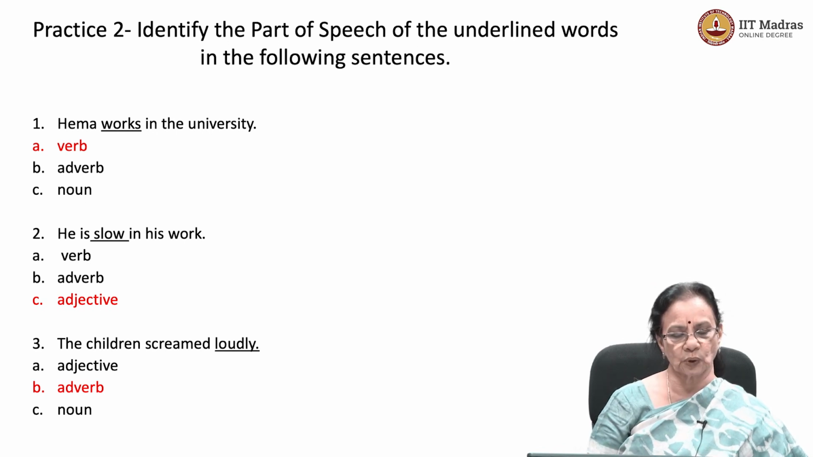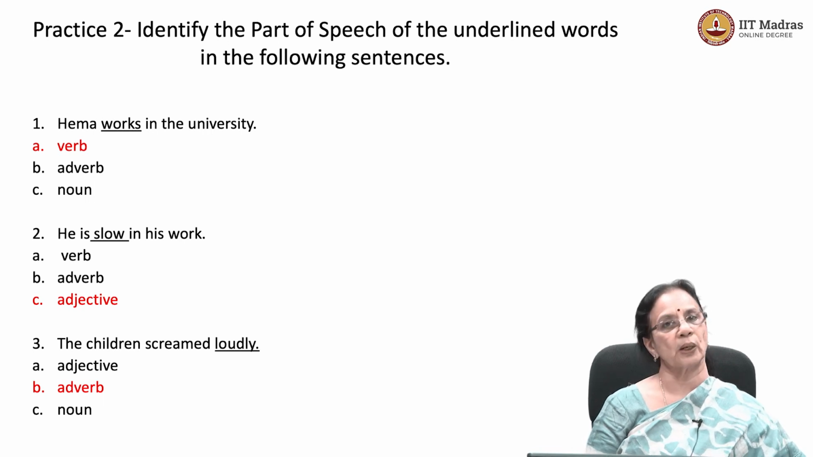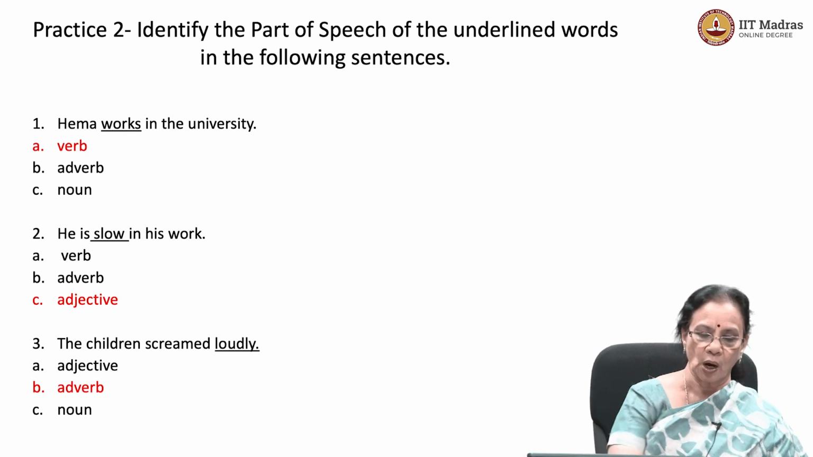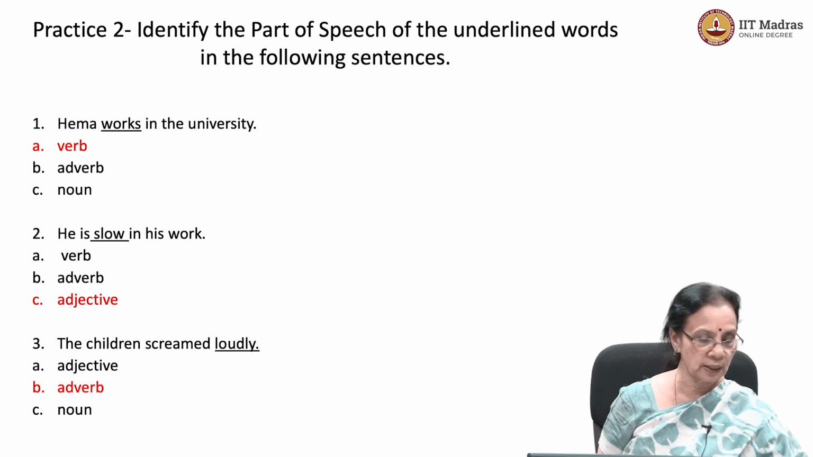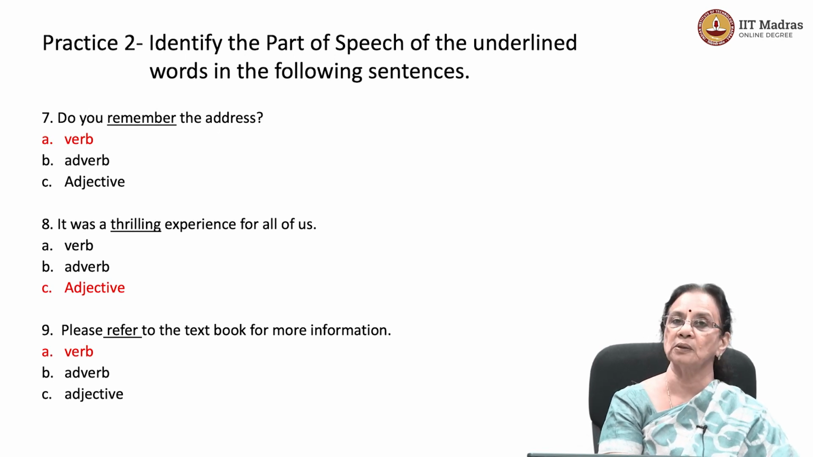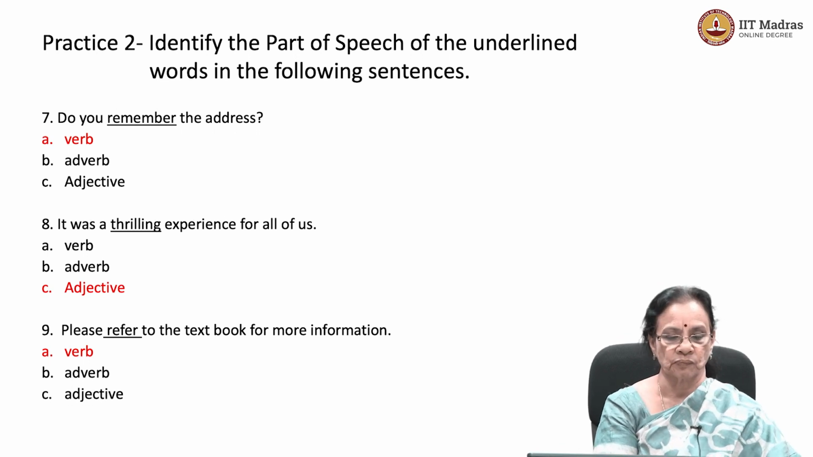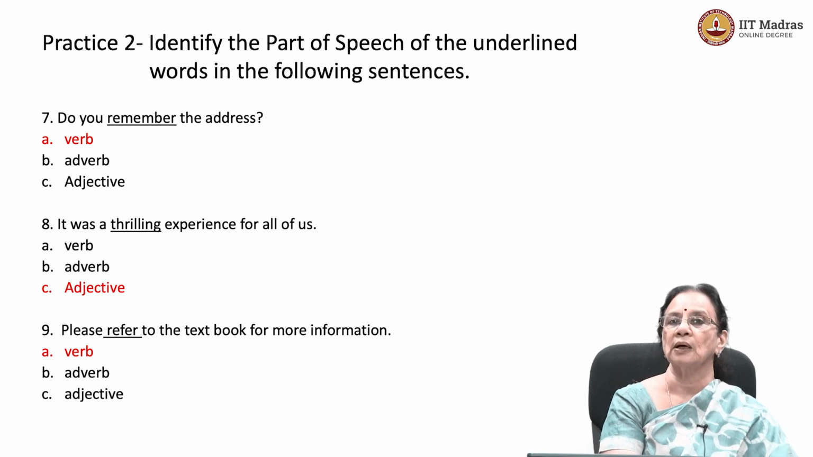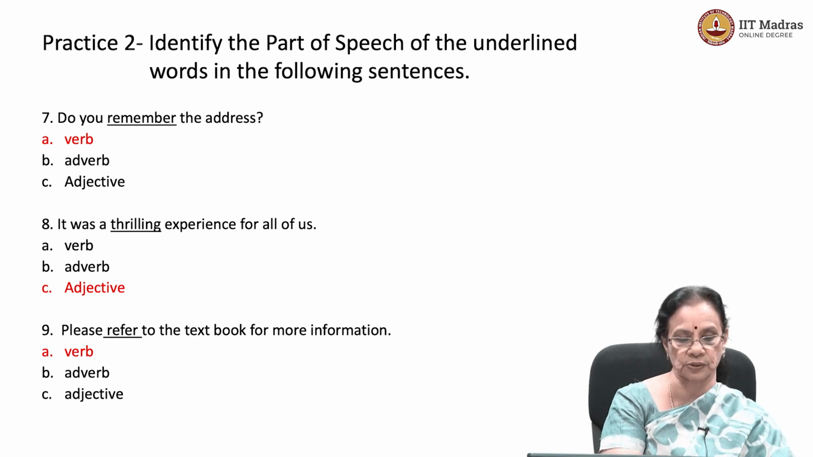And let's move on to the third one. The children scream loudly. It is an adverb. And why is it an adverb? It is modifying the verb "scream." So, how do the children scream? They scream loudly. So, it is an adverb. Do you remember the address? Now, remember, it is a verb. Definitely it is not an action verb, it is a verb. It was a thrilling experience for all of us. So, it is an adjective. What kind of experience was it? It was a thrilling experience.